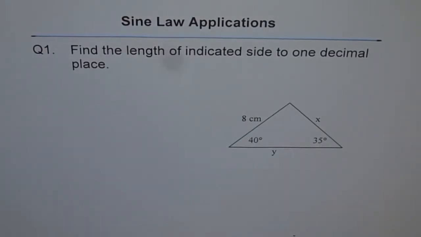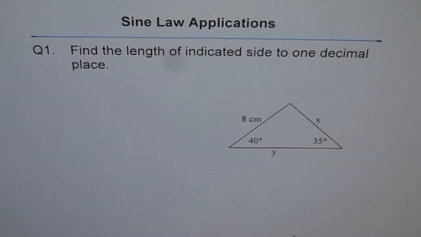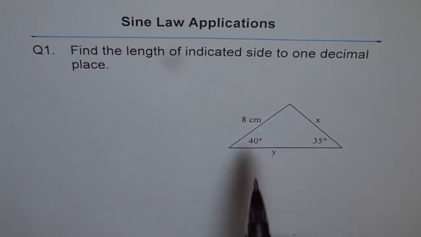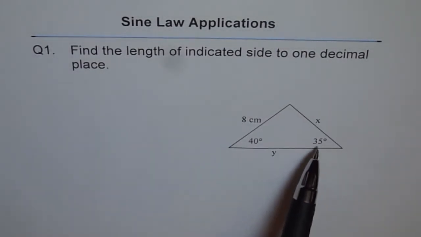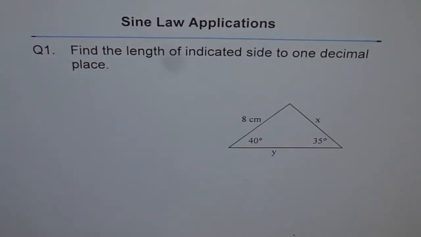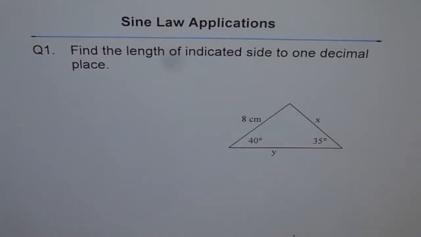Sine law applications. Before really getting into the word problems, I thought it better to give you one concrete, simple example. Question 1. Find the length of the indicated side to one decimal place. So that's my triangle. These are the given angles, and fortunately we have a side opposite to the angle given. So we can use sine law, right? That is the first thing you have to observe. If you have a set where an angle and the side opposite are known, then sine law can be applied.